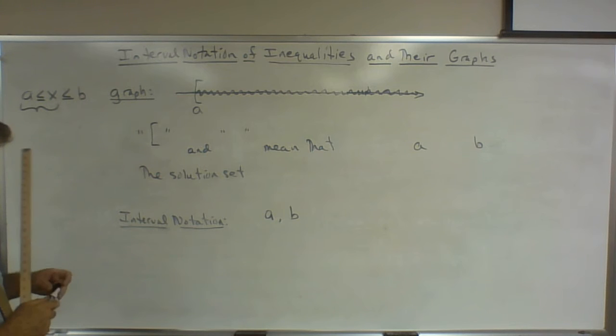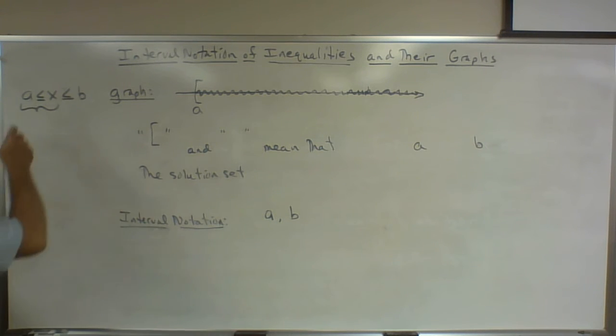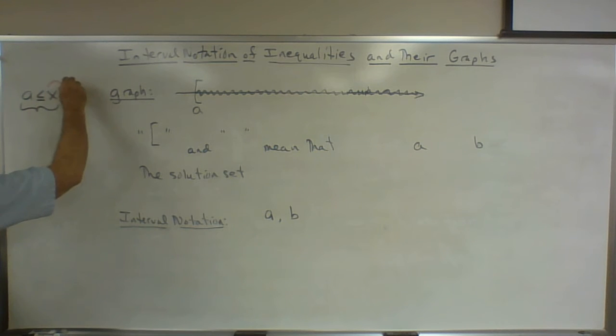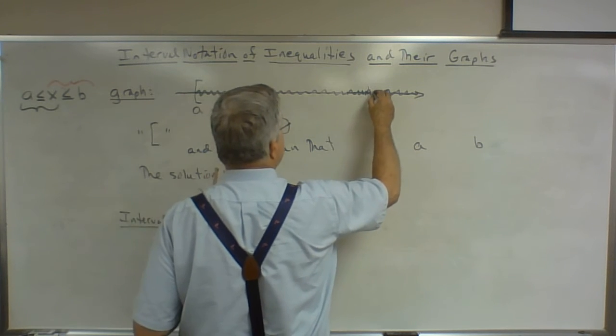Now let's look at the other part of the inequality. X is less than or equal to b. And let's find b on this number line. Let's say that b is right here.